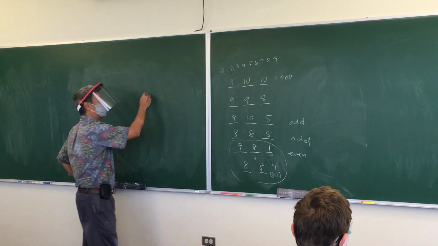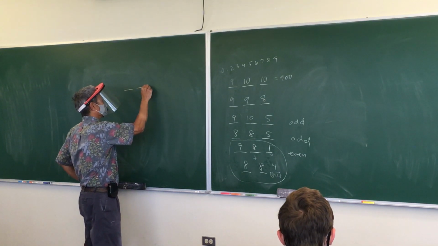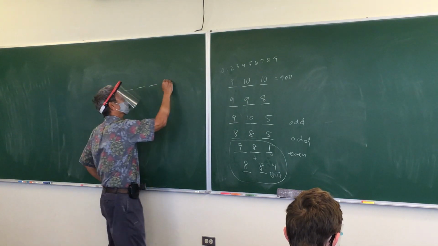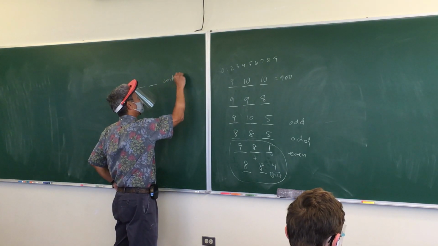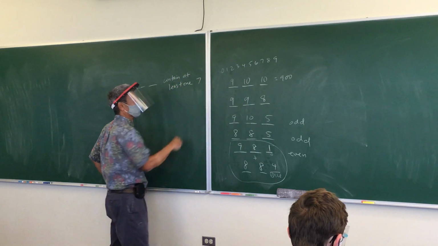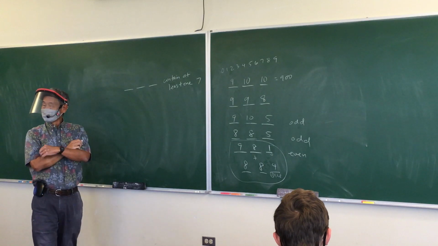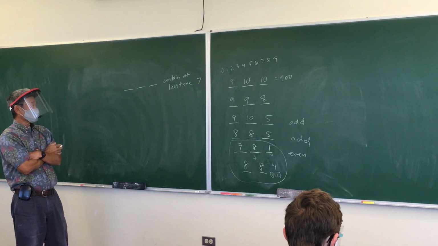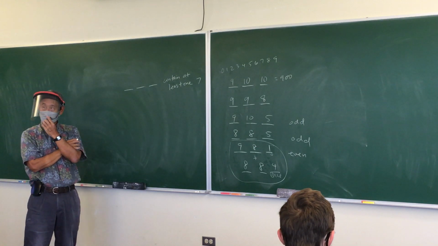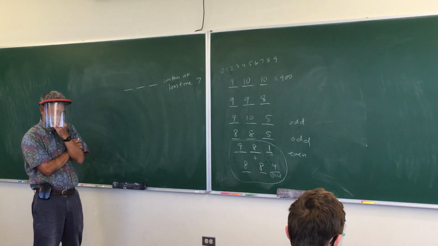Oh, here. How many 3-digit numbers contain at least 1 7? How many 3-digit numbers contain at least 1 7? Now think about how you're gonna do that problem. We got 5 minutes to do it.